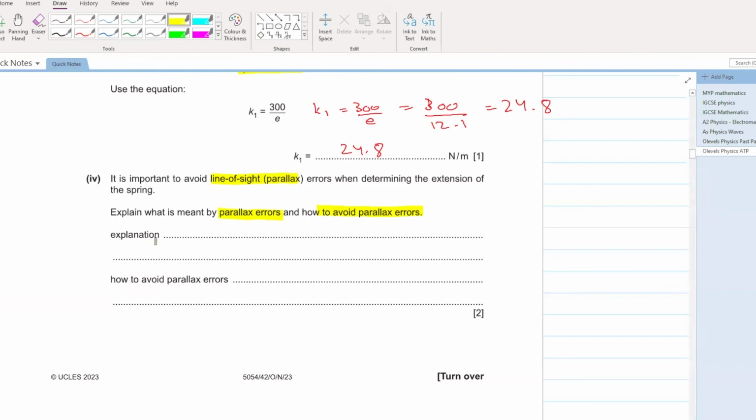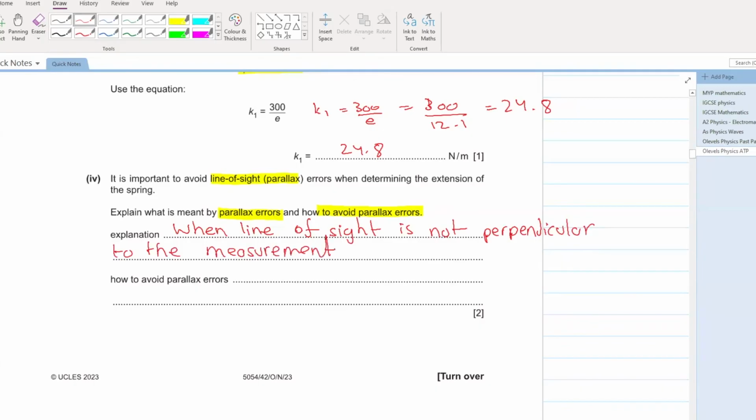So let's write it here. You will say when line of sight is not perpendicular to the measurement, parallax error occurs. Simple. Perfect. How to avoid parallax error?